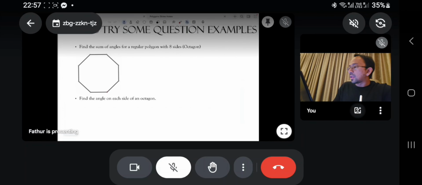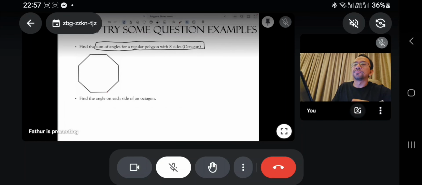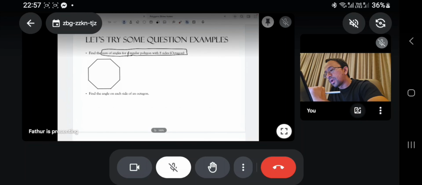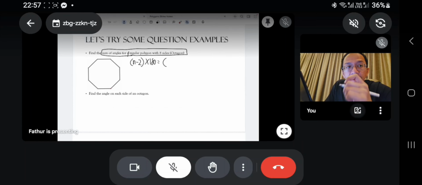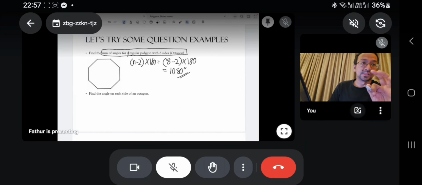Find the sum of angles for a regular polygon with eight sides. So here we are talking about an octagon, right? We are talking about the sum of angles, which means the total angle. That means you are talking about the formula of n minus 2 times 180. So n represents how many sides? 8 sides, right? So it becomes 8 minus 2 times 180. You will get 6 times 180. You will get 1080 degrees. That is the total angle.